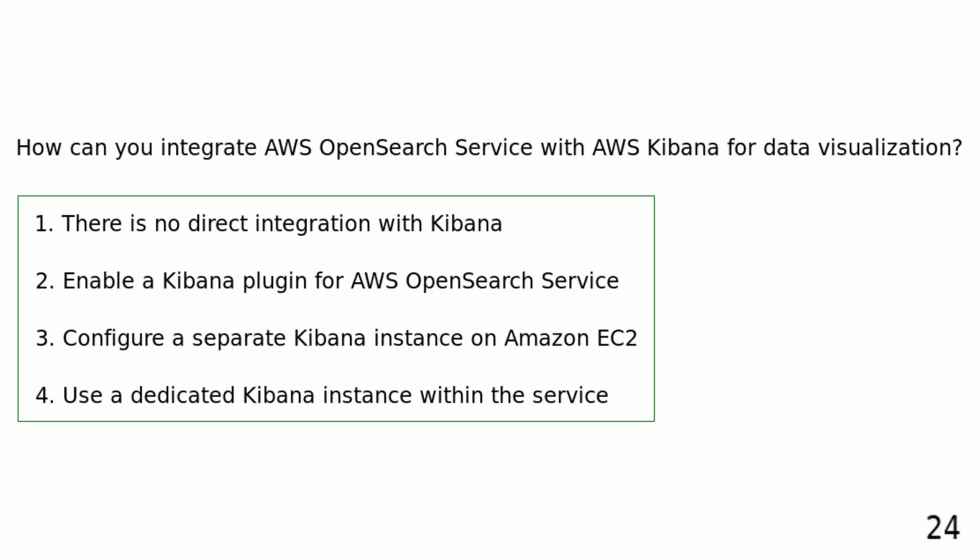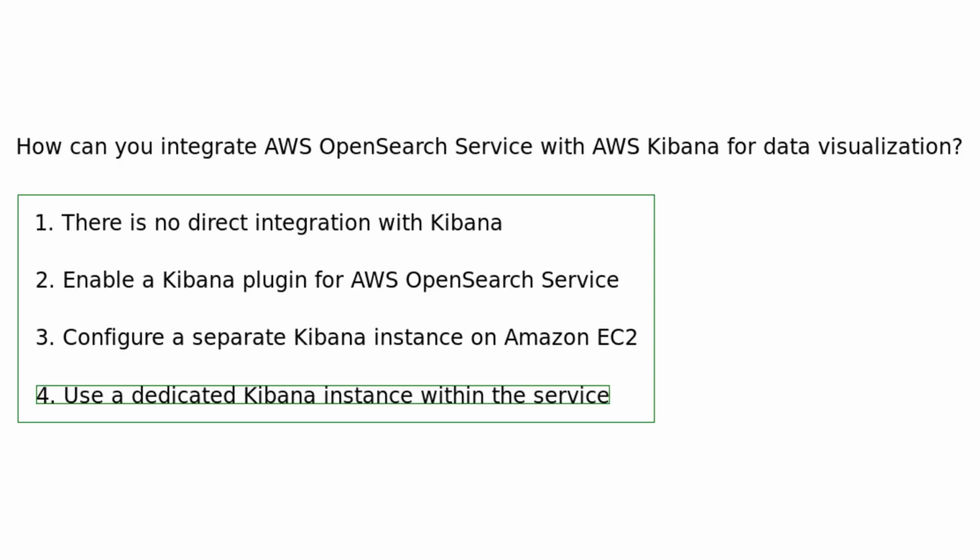How can you integrate AWS OpenSearch Service with Kibana for data visualization? There is no direct integration with Kibana. Enable a Kibana plugin for AWS OpenSearch Service. Configure a separate Kibana instance on Amazon EC2. Use a dedicated Kibana instance within the service. AWS OpenSearch Service integrates seamlessly with Kibana, allowing you to visualize your search results through intuitive dashboards and charts.